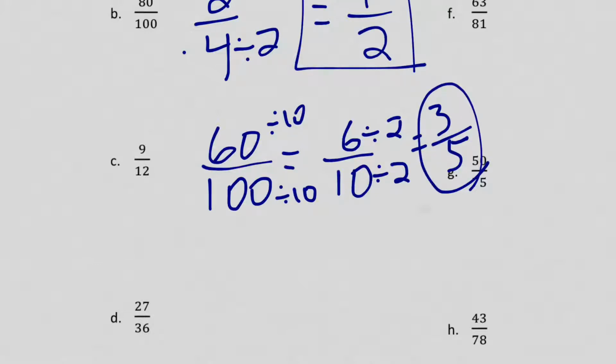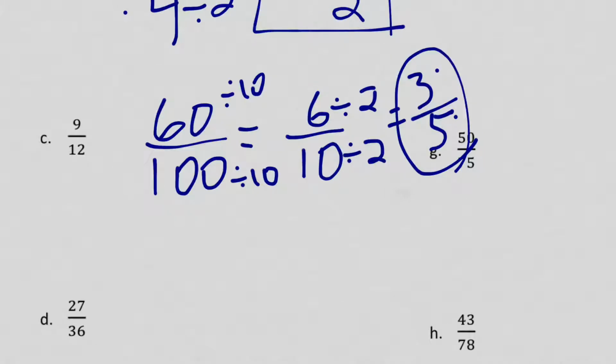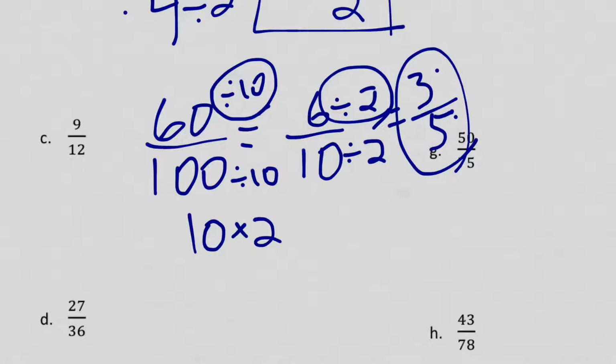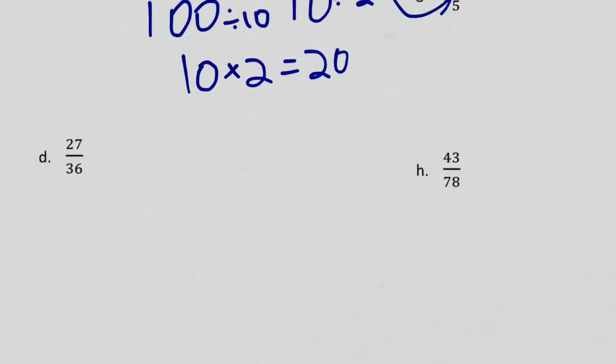And the reason that I know that is because there is no number that will divide equally into both 3 and 5. A connection that you might make at this point is noticing that we first divided by 10 and then we later divided by 2. It's no coincidence that 10 times 2 is equal to 20. Let me show you why that's not a coincidence.